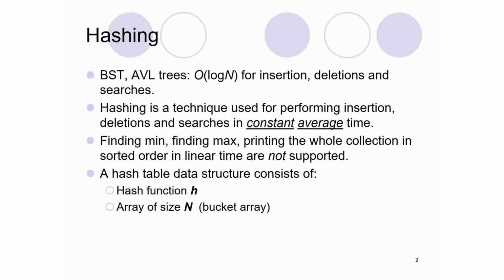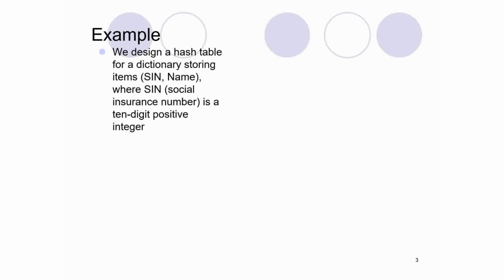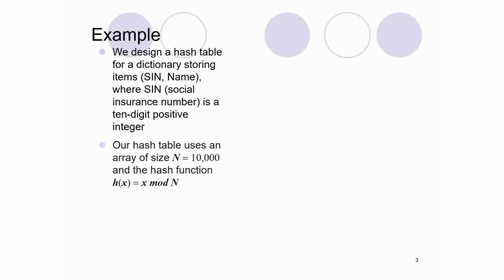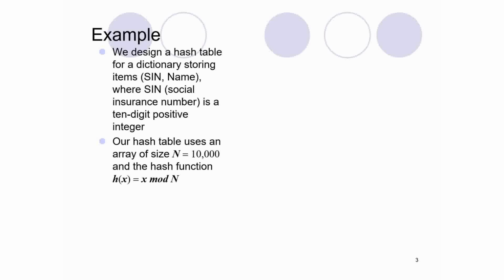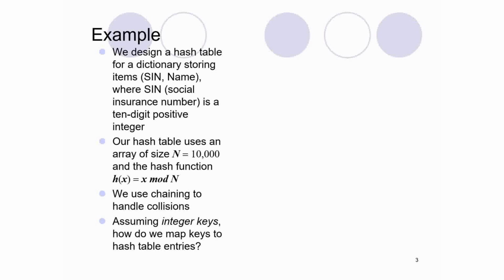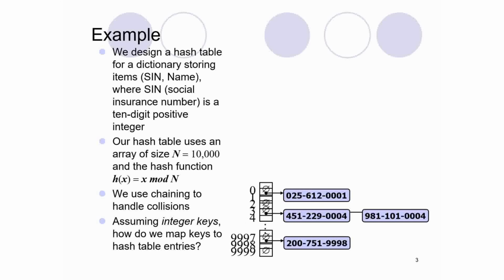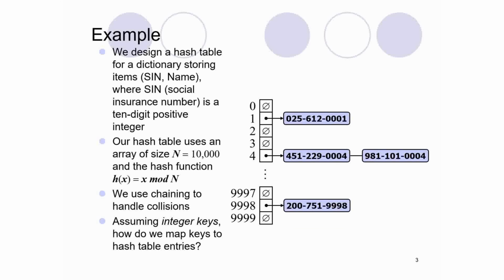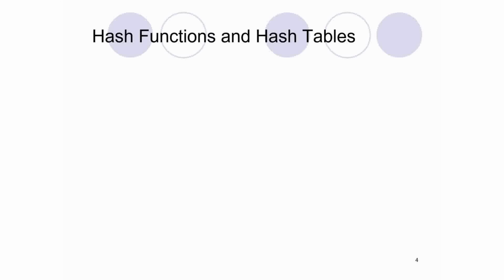A hash table data structure consists of a hash function h and an array of size N. Let's look at some examples. First, we design a hash table for a dictionary storing items, where SIN is a 10-digit positive integer. Second, our hash table uses an array of size N equals 10,000 and the hash function h(x) equals x mod N. Third, we use chaining to handle collisions. Fourth, assuming integer keys, how do we map keys to hash table entries?